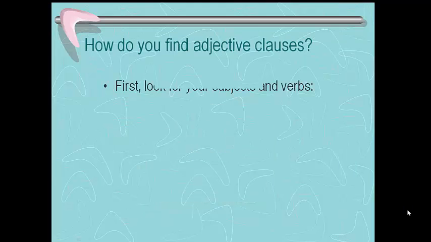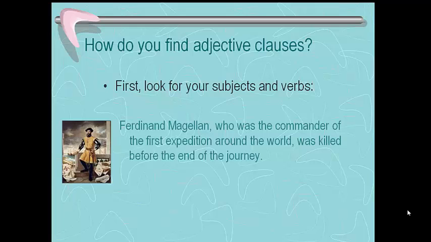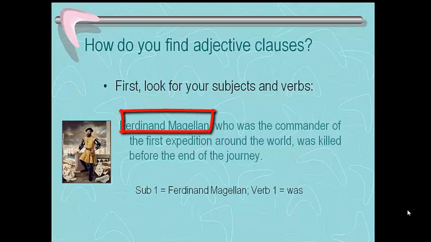So how do you find adjective clauses? Well, first you look for your subjects and your verbs. So let's look at this new example. Ferdinand Magellan, who was the commander of the first expedition around the world, was killed before the end of the journey. So if I'm looking at this, I would look at subjects and verbs. So Ferdinand Magellan would be a subject, was is my verb. Then my second subject would be who, and was is again my verb.